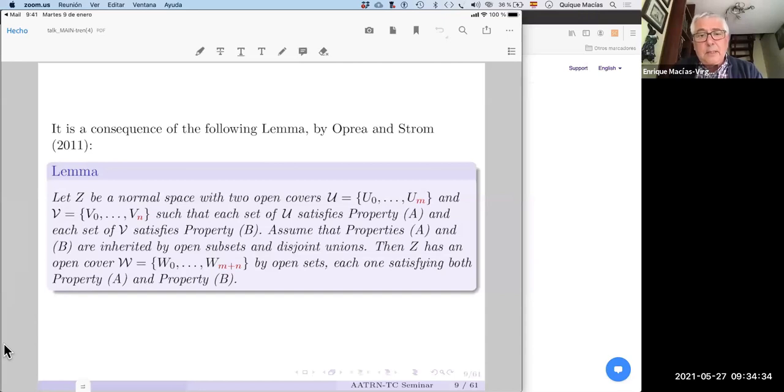and you assume that properties A and B are inherited by open subsets and disjoint unions, then there is a third cover of size n plus 1, which satisfies both property A and property B. So this is a nice result. If you take as open sets the open sets where F and G are homotopic and the open sets where G and H are homotopic, then you will find a covering where F and H are homotopic and you will have the triangle inequality.